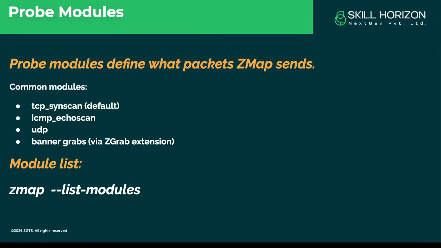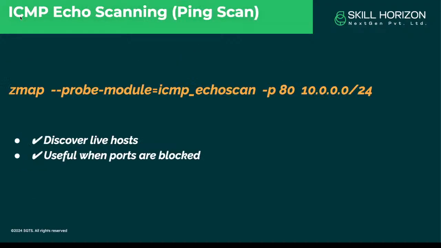Now the probe module. The probe module basically defines what ZMap sends, like what type of packet. The default is TCP SYN scan, but there are plenty of other modules available: ICMP echo scan, TCP SYN-ACK scan, UDP scan, UPnP, right? So you can use them. If you want to check all the modules that you have with ZMap, the command is --list-probe-modules. Okay, so the command is wrong here, so let me modify it.